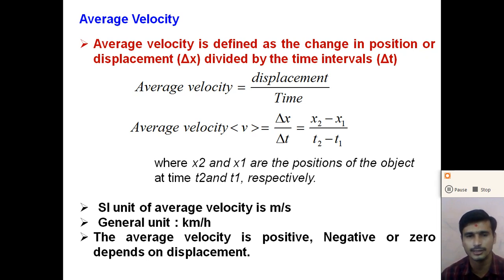One more point is that the average velocity is positive, negative or zero depending on the displacement, right? If the displacement is zero, the average velocity is zero. If the displacement is positive, the average velocity is positive, and if the displacement is negative, the average velocity is negative. So dear student, understand about the average speed and the average velocity and the difference between them.